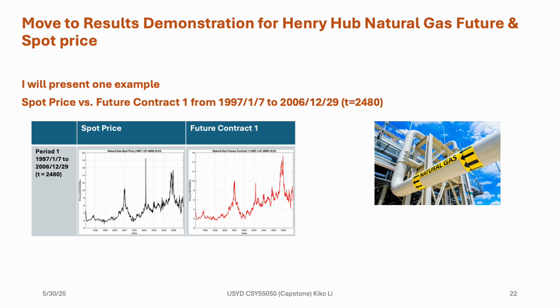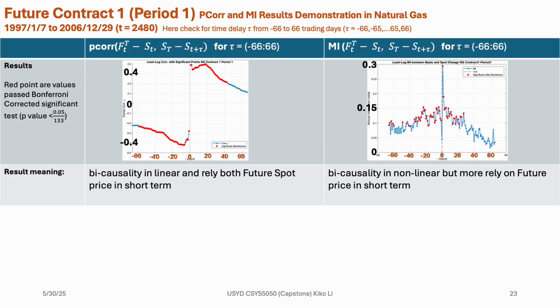In this presentation, I will only present one example, which is the spot price with future contract 1 in period 1. Again, I did a similar analysis as in the Lean Hog data. Results are shown in the table, where red points mark significant values. I checked tau from negative 66 to positive 66.